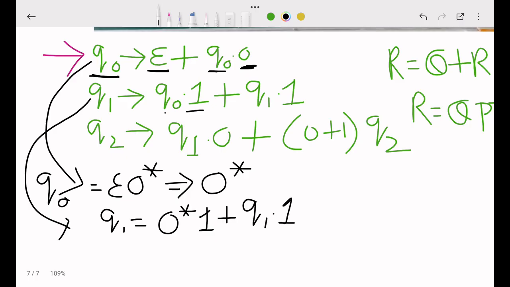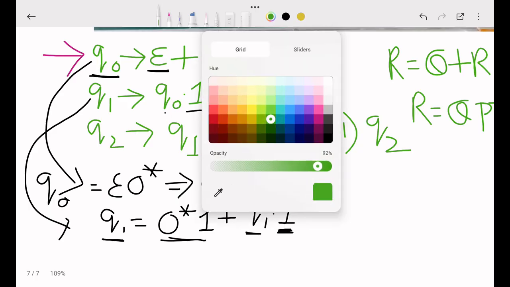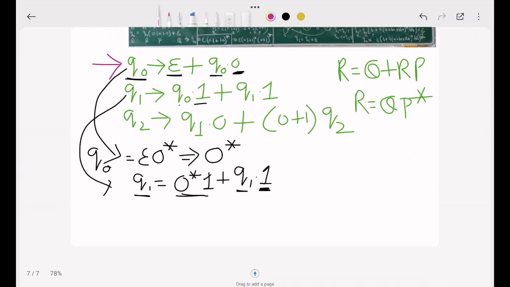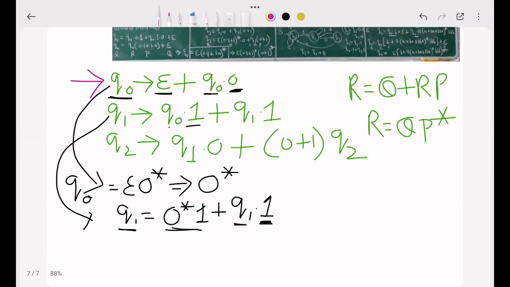Now if you see, this is my R, this is my Q, and this is my P. So now how to write this one? Tell me. I can write Q1 is equal to QP star. Q means 0 star 1, and this is my P, so 1 star. Final answer.